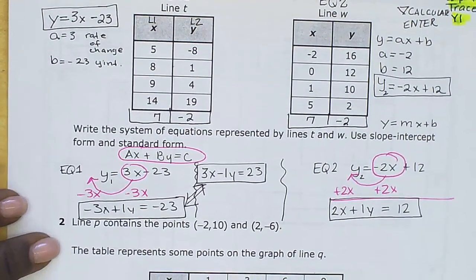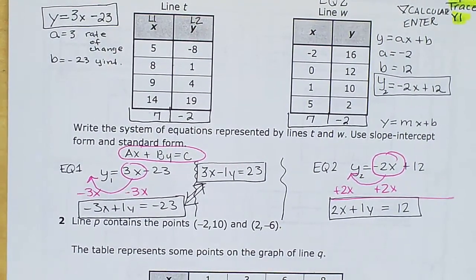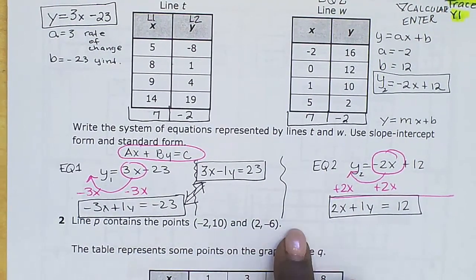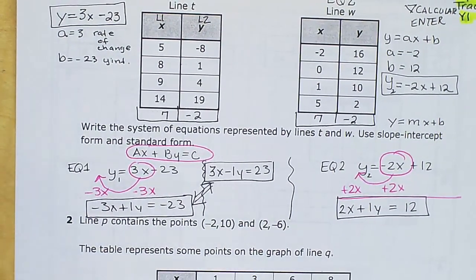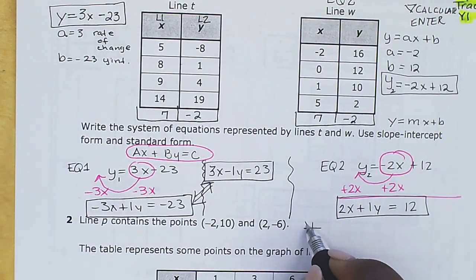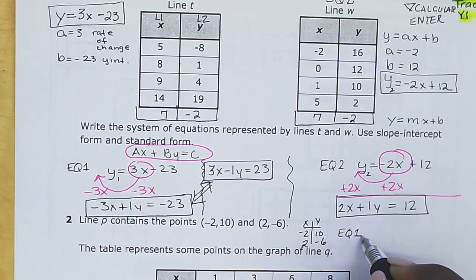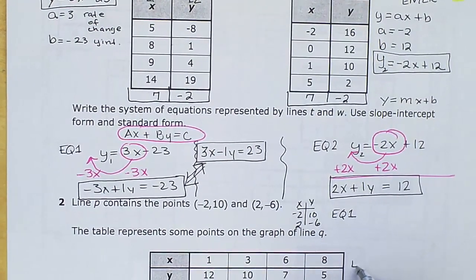Okay, and that's how you do this assignment. When you have points, all you have to do is put these points into a table. These points right here, you put them in a table. -2, 10, 2, -6. You get this. This is going to be your equation 1. And you do this one. This is going to be your equation 2.